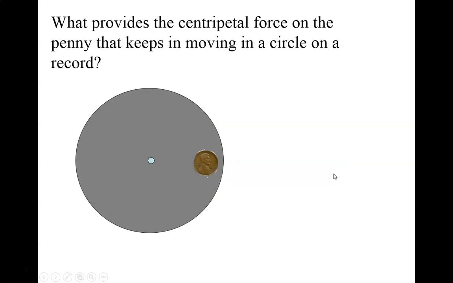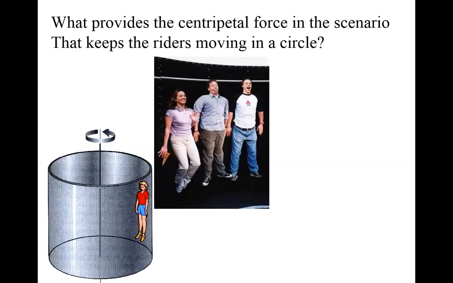circular path. What about if I had a penny on a record, and the penny was spinning around on the record? What keeps it traveling in that circular path? What type of force? This is an overhead view, by the way. What type of force would be involved in keeping that penny on there, and keeping it traveling in a circle? Well, that would be the force of friction. If there was no friction, the penny would just slide right off.